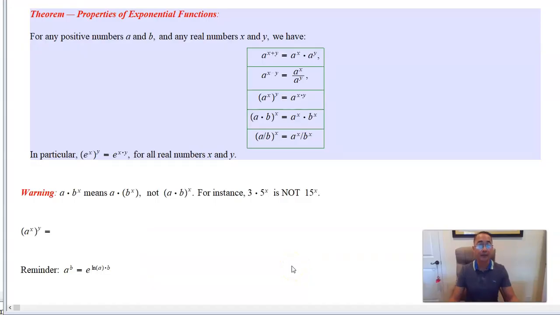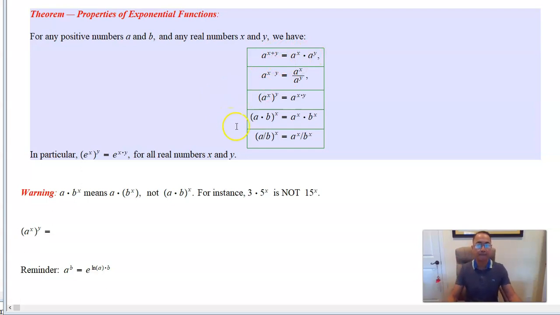Okay, let's now take a look at some properties of exponential functions, which you hopefully remember from pre-calculus. Okay, so if we have two positive numbers a and b, we will have two different bases. And we can have any two real numbers, x and y. Okay, so if you're in the exponent, you're safe. You can be positive, you can be negative, 0.